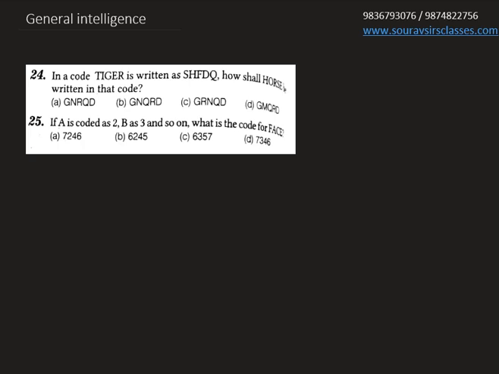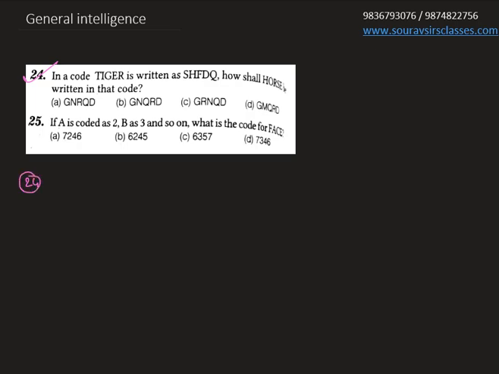As general intelligence is not a single topic, it is basically a cluster of different topics like blood relation, seating arrangement problems, coding, decoding, time, cube, square, etc. So you need to know each and every topic in detail to score good marks in general intelligence. And you also need to know the different approaches to solve problems in these different topics. Okay, so let's start with the first problem.